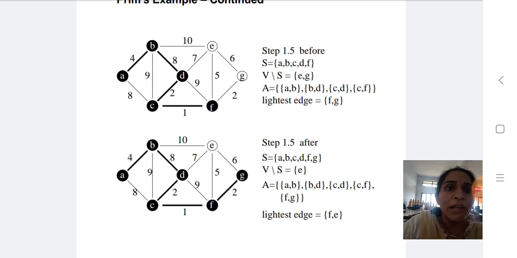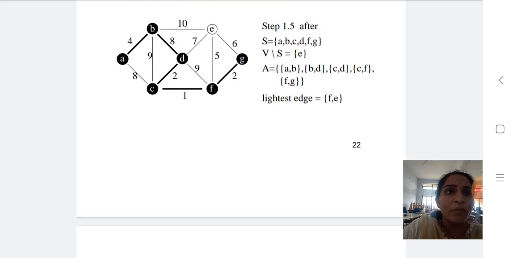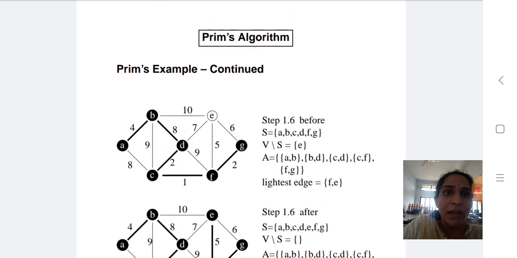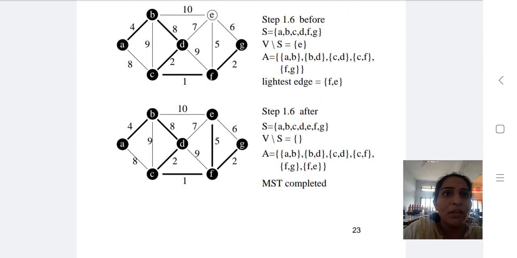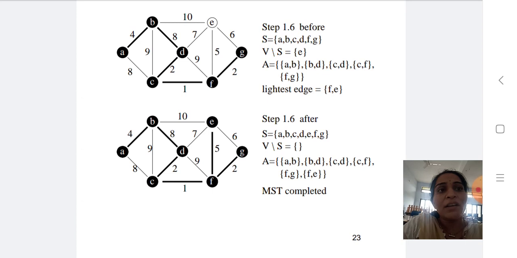Now only vertex E is remaining, and from E, FE is the shortest edge. Therefore FE is chosen, and here our minimum spanning tree is generated, that is AB, BD, DC, CF, FE and FG. Therefore in this way the MST will be completed.